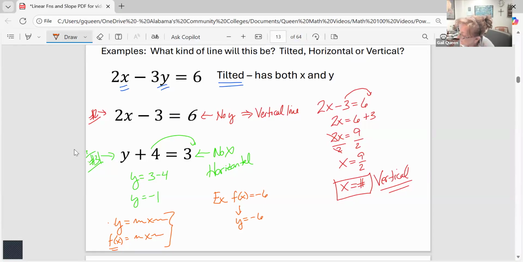So is this tilted, horizontal, or vertical? So you only have y. There's no x involved. This is horizontal. So do not be thrown off if they give you the f of x notation for y instead of giving you y, okay? Watch for that. That's a little tricky. I have some of that in my math lab, so be aware, okay?